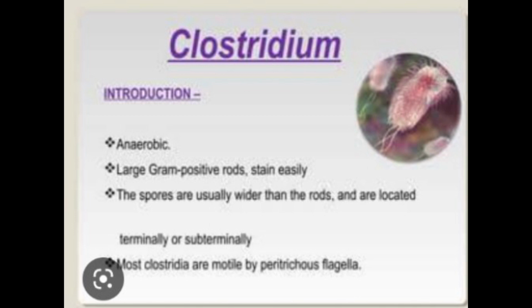It is non-capsulated and motile with peritrichous flagella, except Clostridium tetani type 6. Culture: it is an obligate anaerobe which grows on ordinary medium. It can grow well on cooked meat broth, tryptic broth, and blood agar.